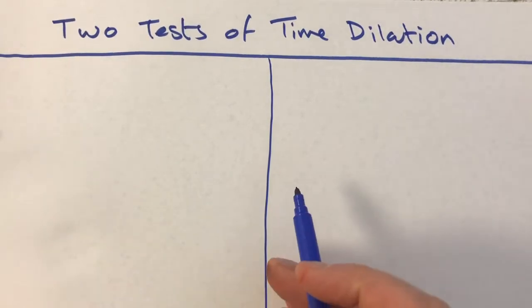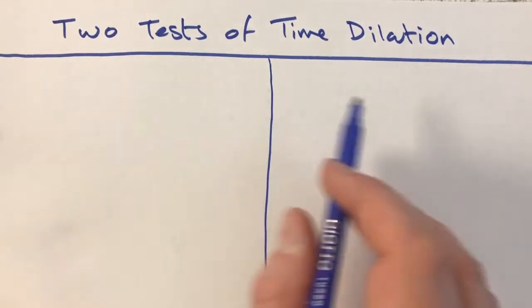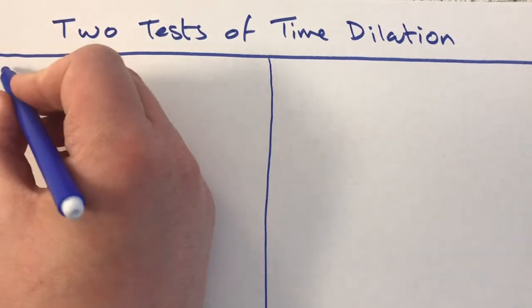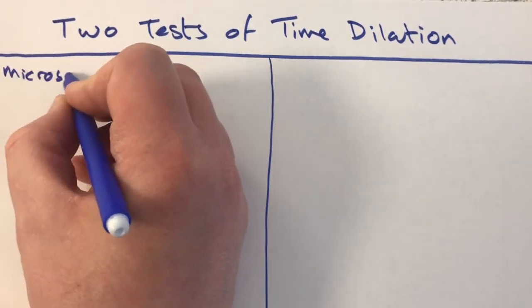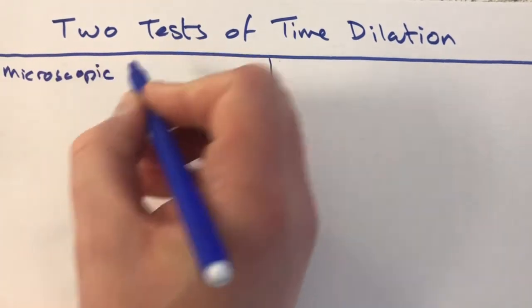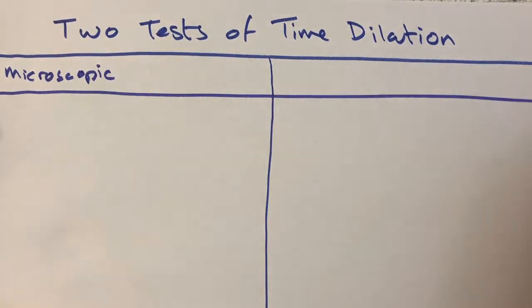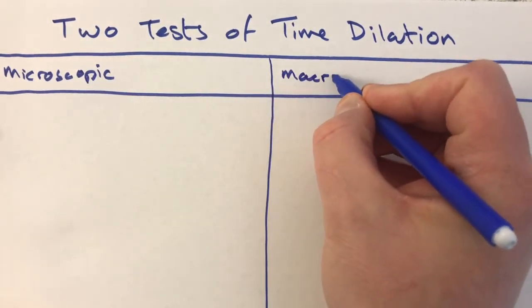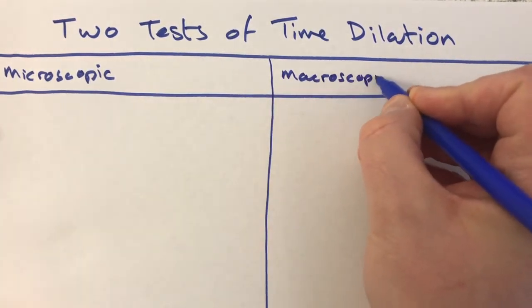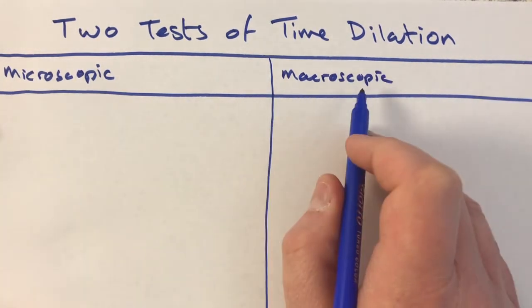The two tests of time dilation. I'll do one story on the left and one story on the right. The story on the left will be microscopic in its nature, and the story on the right is going to be macroscopic in its nature, so one is very small and the other large.